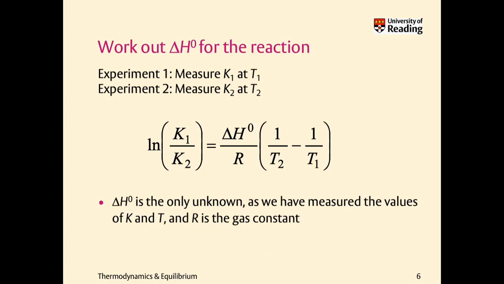We can work out the change in enthalpy from our Van 't Hoff equation. Here all of the values in this equation are known. We have the gas constant, which is known, and we have the equilibrium constants at the two temperatures of our measurements, which are all known. And so we can use this equation to work out delta H.